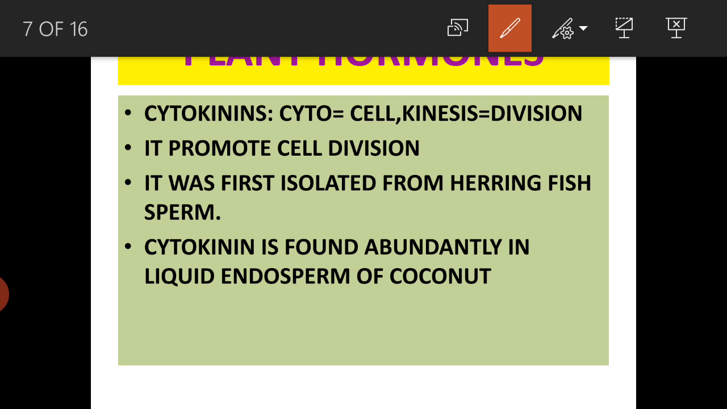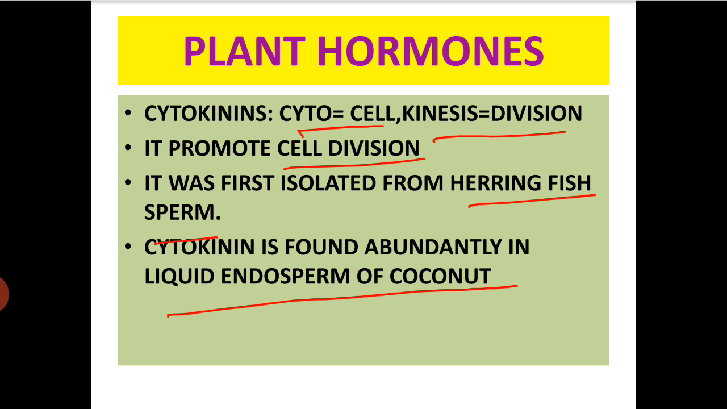Now we'll move on to the next hormone, cytokinin. Cyto means cell and kinin means division. So this hormone helps in promoting cell division in plants. It was first isolated from herring fish sperm, and cytokinin is abundantly found in the liquid endosperm of coconut.